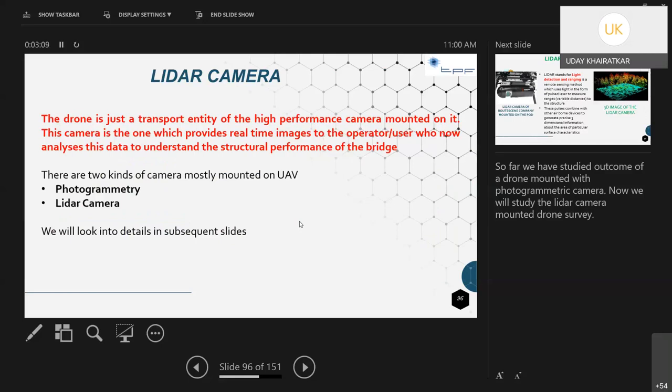This camera is the one which provides the real-time images to the operator or user, who then analyzes the data to understand the structural performance of the structure. So far we have studied the outcome of a drone mounted with a photographic camera only. So now we'll study the LiDAR camera. There are two kinds of cameras mounted on a UAV, the photogrammetry and the LiDAR camera.